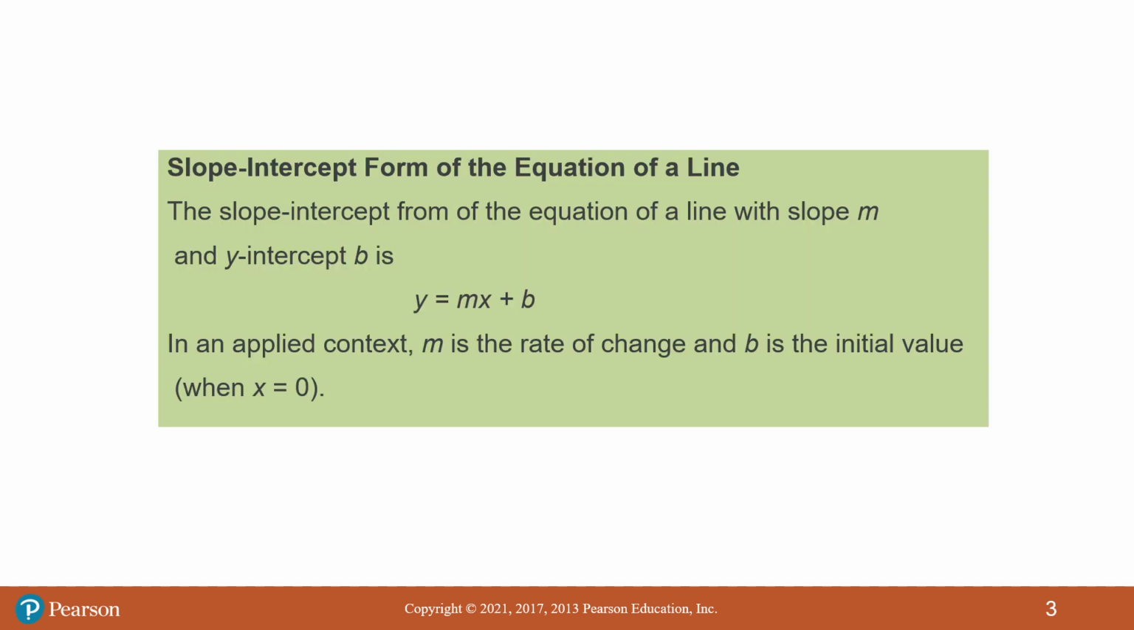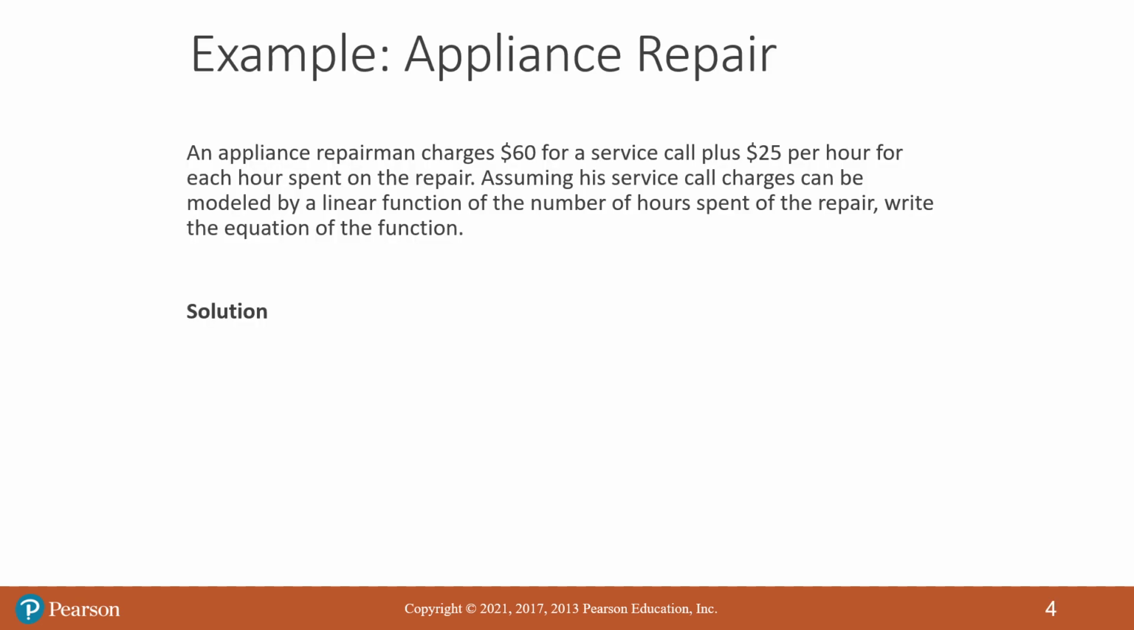Alright, so let's start out with the definition of the slope-intercept form of a line. Slope-intercept form of the equation of a line with slope m and y-intercept b is y equals mx plus b. In an applied context, m is the rate of change and b is the initial value when x equals 0. So let's look at an example.